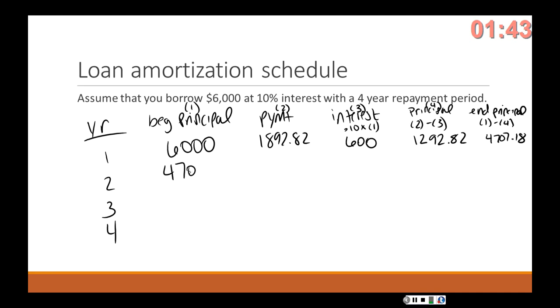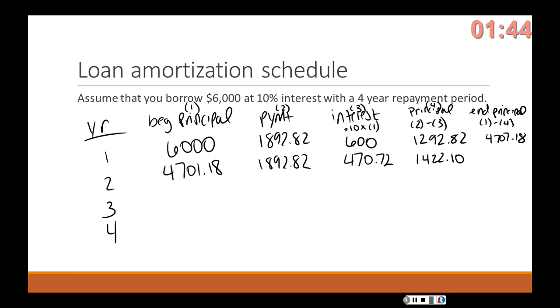So $4,707.18. Our payment stays the same. Our interest now is 10% times $4,707.18. So our interest is $470.72. The principal is the payment minus the amount going towards interest, so the $1,892.82 minus $470.72. So $1,422.10.